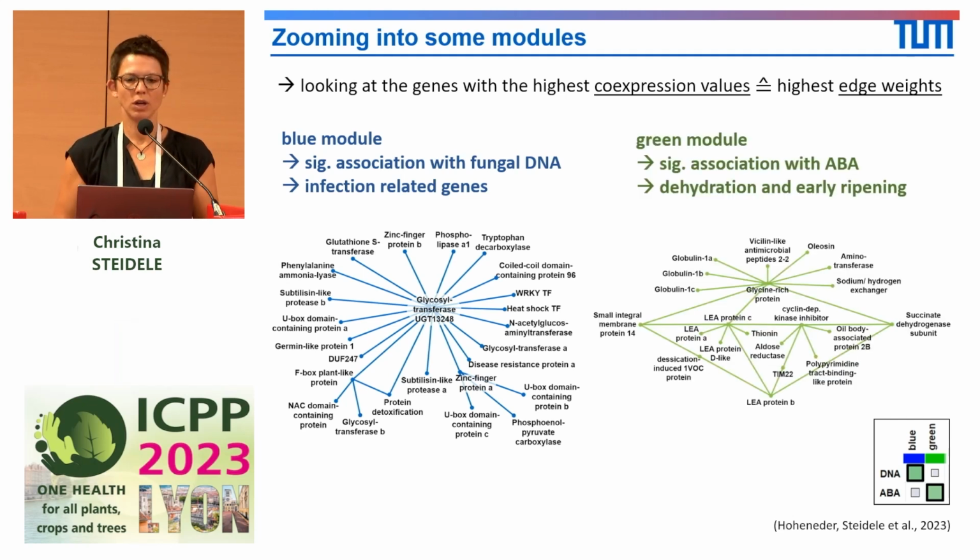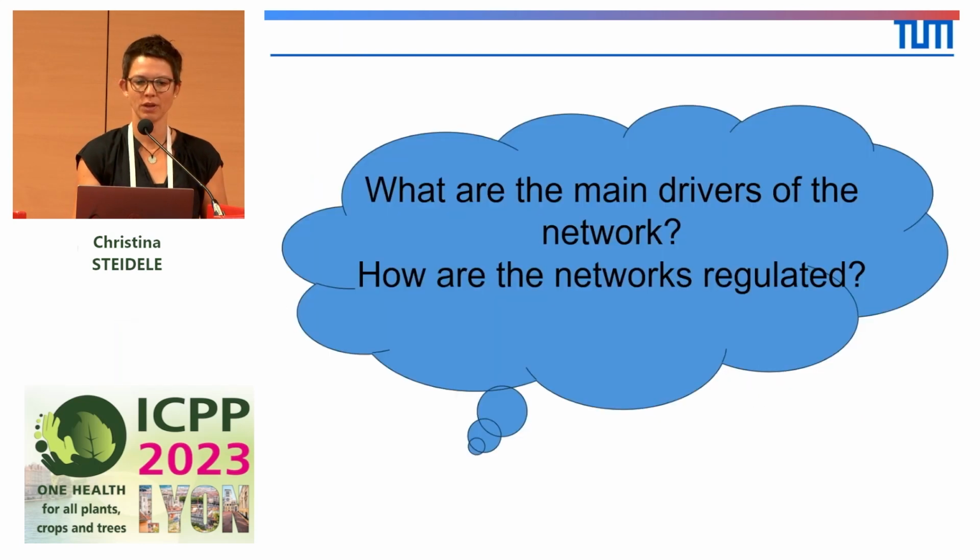I'm also showing you here the green module, which was significantly associated with ABA. And the genes that we are finding here all have roles in dehydration and in early ripening. And of course, early ripening is kind of a response to the drought stress before. So this makes sense, this is all nice.